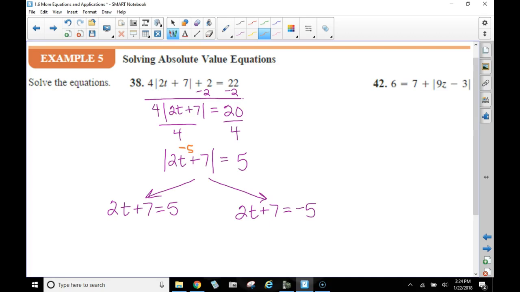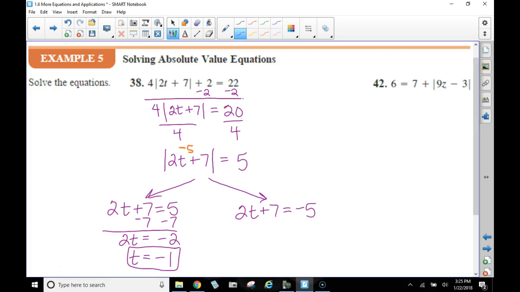Now it's a matter of just doing a little bit of algebra to solve for t. So first of all, subtract 7 from both sides here. 5 minus 7 is negative 2. Divide both sides by 2. Divide by 2, divide by 2, right? So we have t equals negative 1. That's one of our answers.